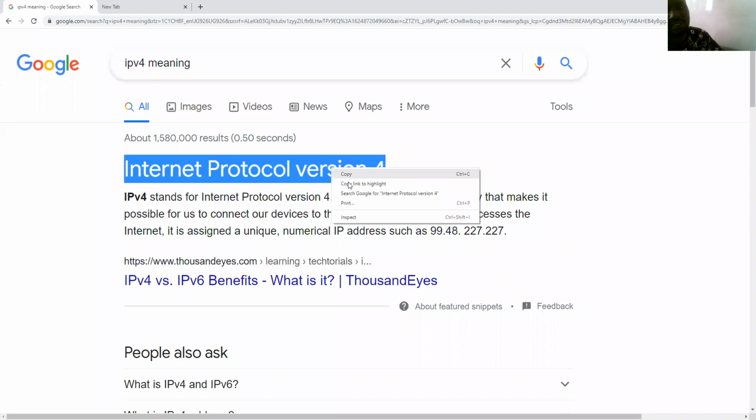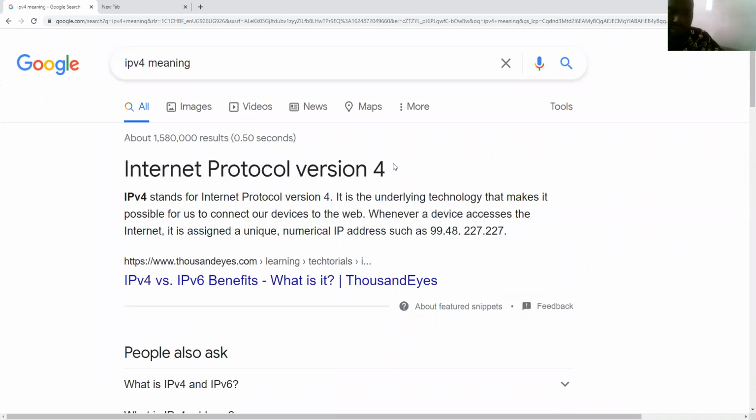So you see this? You see that? Internet Protocol version 4. Very good. That's what IPv4 means. So in my notes here, I'm going to write, IPv4 stands for Internet Protocol version 4. And then IPv6 stands for Internet Protocol version 6.